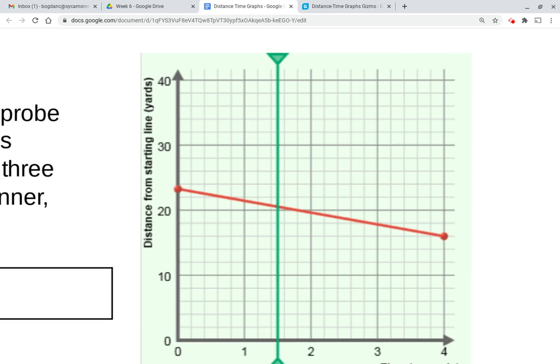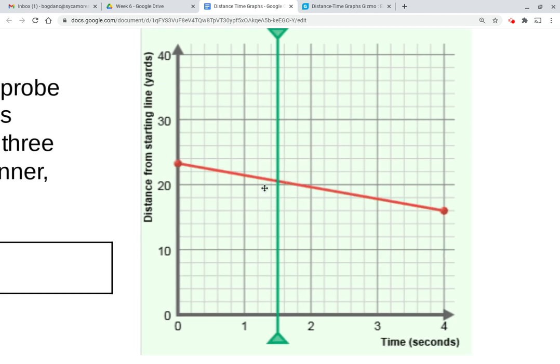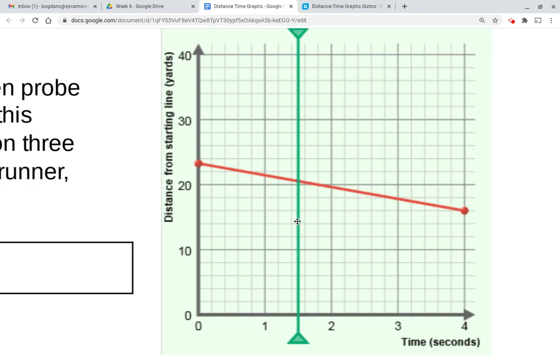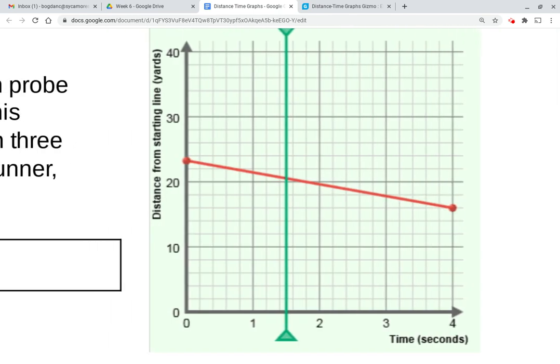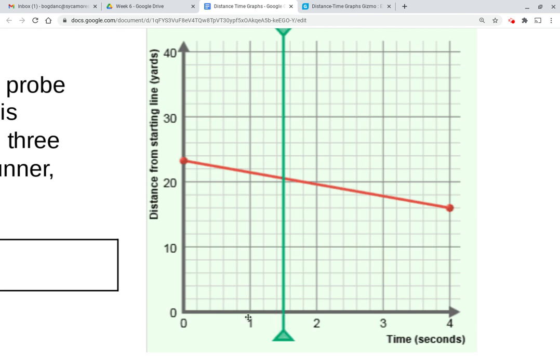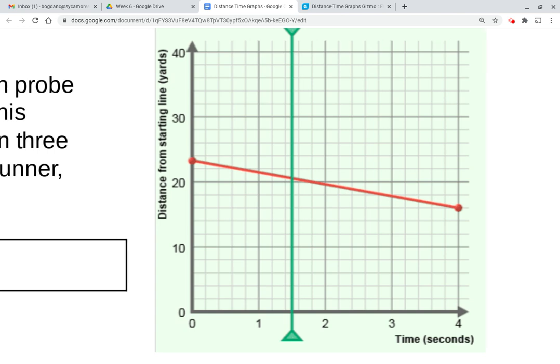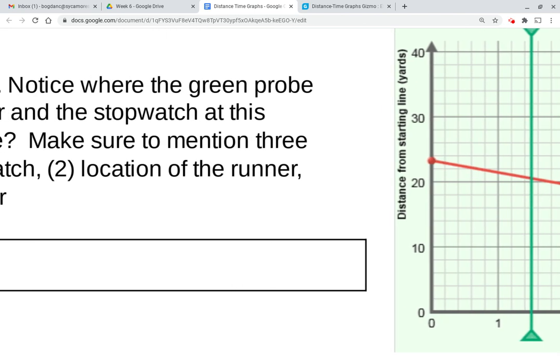So we are going to pay attention to where the red and the green cross, because where the red and the green lines cross, that's what the stopwatch and the runner are doing. So we have to mention three things. The time on the stopwatch. Well, this is 1 second. This is 2 seconds. This is halfway between 1 second and 2 seconds. So what would the stopwatch say? All right, just give a decimal answer for that.